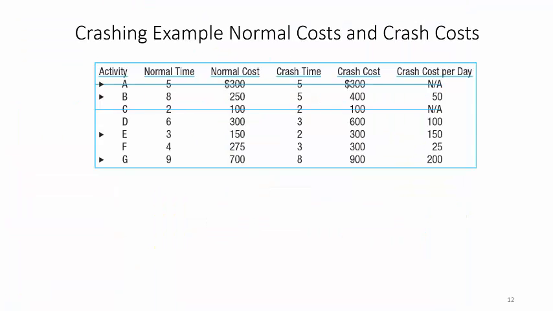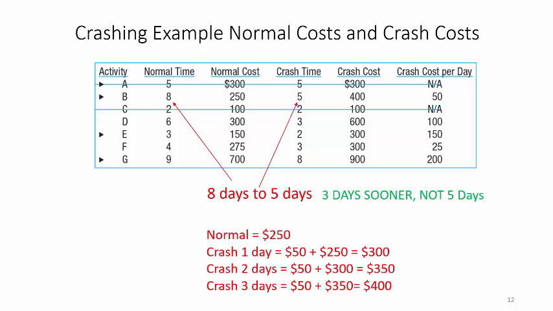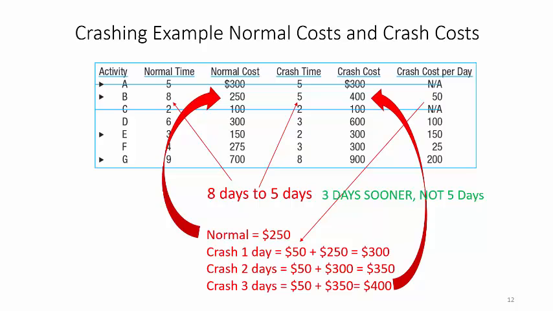A crashing example using activity B. As you can see, the normal time for B is 8, and it can be crashed down to 5 days. That's 3 days sooner, not 5 days sooner. The normal time for activity B will cost us $250. If we crash it 1 day, it'll cost us $50 plus the $250, so 1 day's crashing will cost us $300 total, and so forth, out to the last one, bringing us to the cost of $400. We crash for 3 days, and we go from $250 to $400.